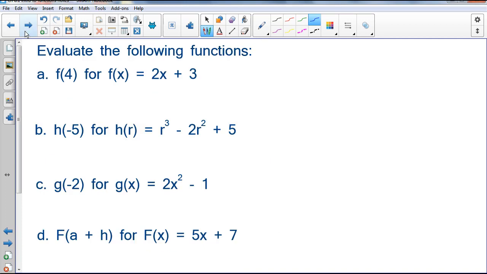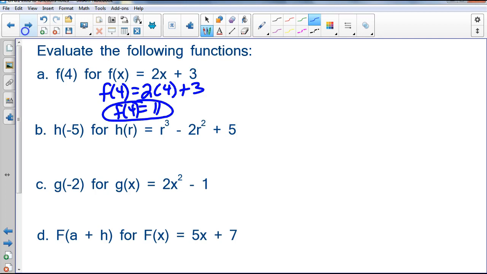So now what we're going to do is just practice evaluating functions for each of these values. So f of 4, for f of x is equal to 2x plus 3. So you have f of 4 is equal to 2 times 4 plus 3. Well, 8 plus 3 is 11, so f of 4. So when f is at 4, the result is 11.